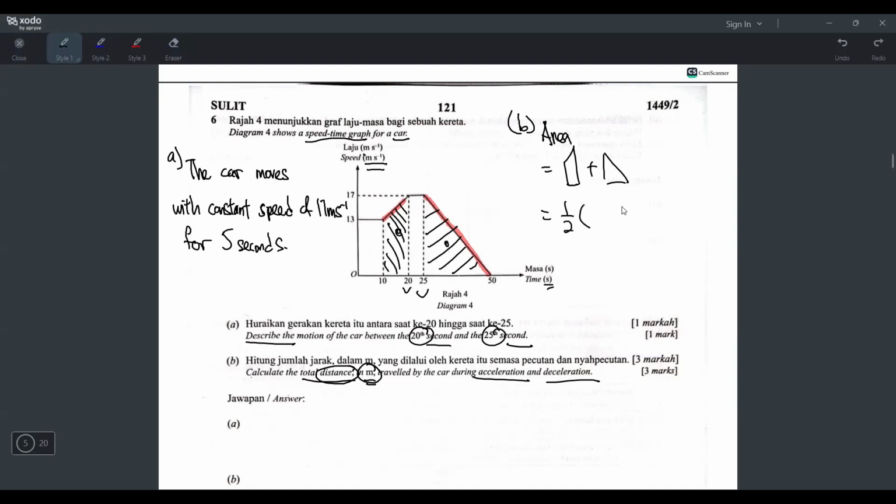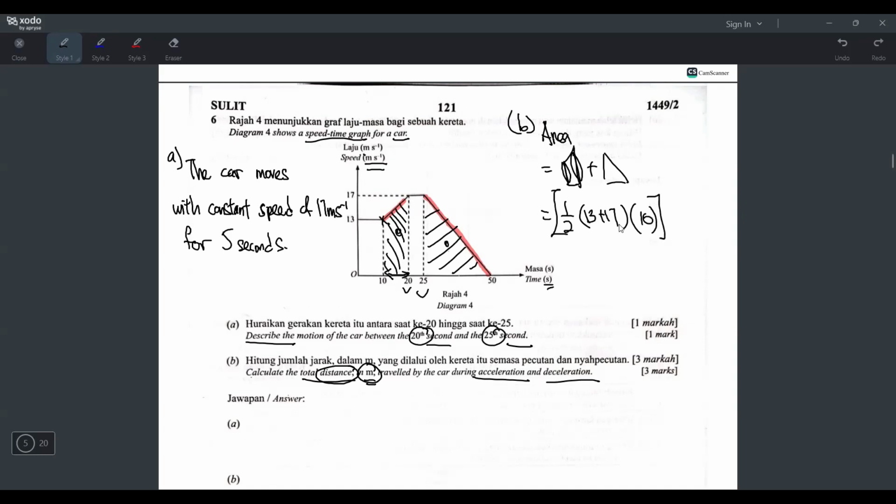Okay, area of trapezium formula is 1/2 times with the sum of parallel sides. So this two side is the parallel side. So the vertical distance here is 13. If you want to know the vertical distance, you always look at the y coordinate. Same with the vertical distance here, the y coordinate is 17. So plus. Okay, so the formula for trapezium, 1/2 times with the sum of parallel lines and then times with the perpendicular distance between them. Okay, so it's the distance from here to here, which is 20 minus 10, which gives you 10.